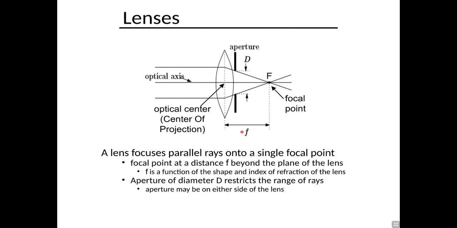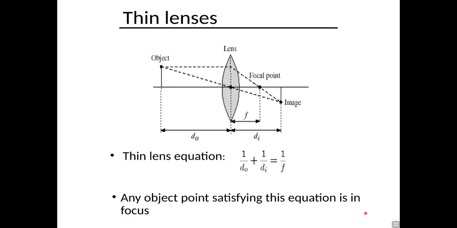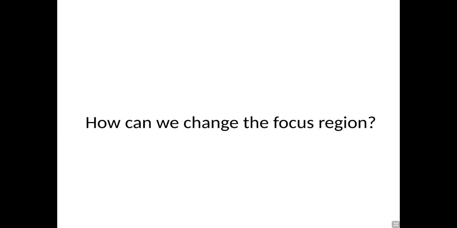There is the aperture, there is the optical axis, and in the middle here there is the center of projection, the focal point, and this is the F. What is F? The focal point. From the center of projection to the focal point. Okay. What you visually see when we want to take a picture, there is a green box. The green box will focus; the location of the green box will point out the focus of the picture. So how can we change the focus region?